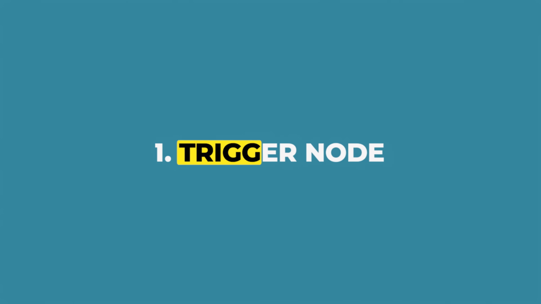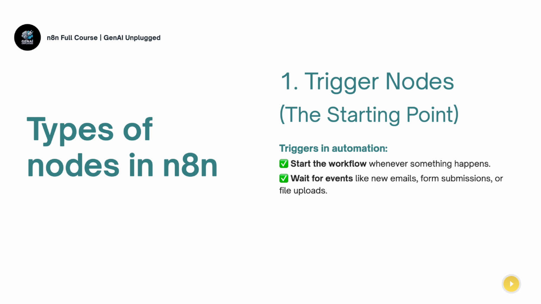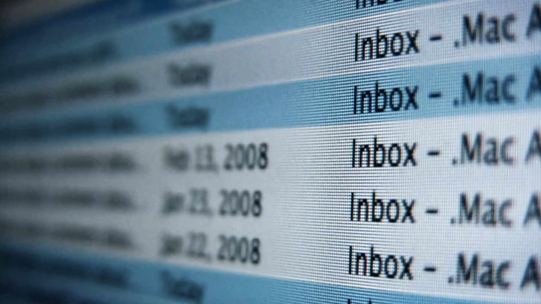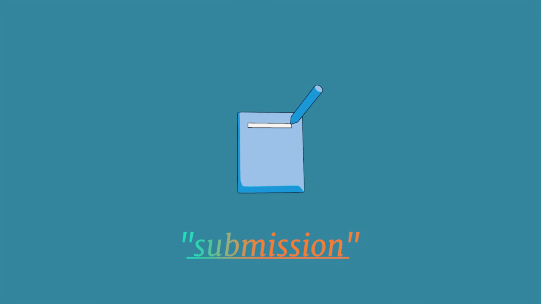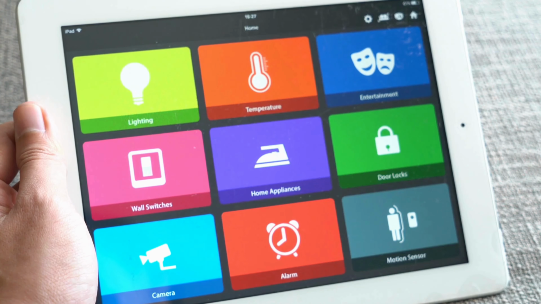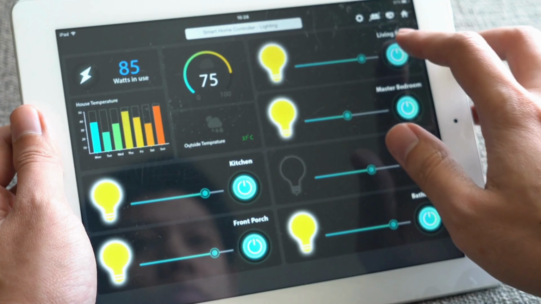So the first type of node is the trigger node. It is more like an alarm clock. It wakes up the automation whenever a specific event happens. Triggers in automation start the workflow whenever something happens. They wait for events like new emails, form submissions, or file uploads. They can be scheduled as well, for example, running every morning at 8 a.m. or in real time whenever a new order is placed.